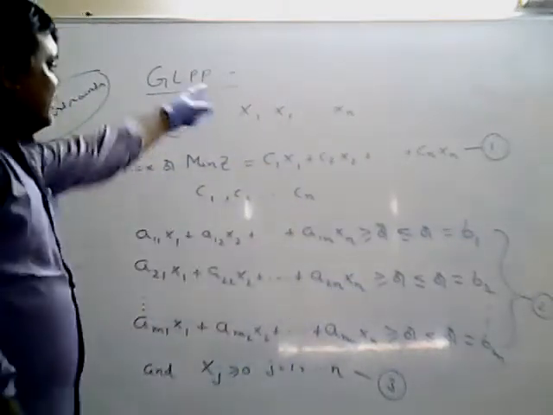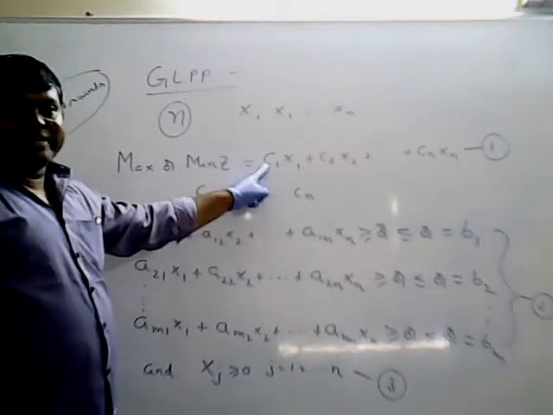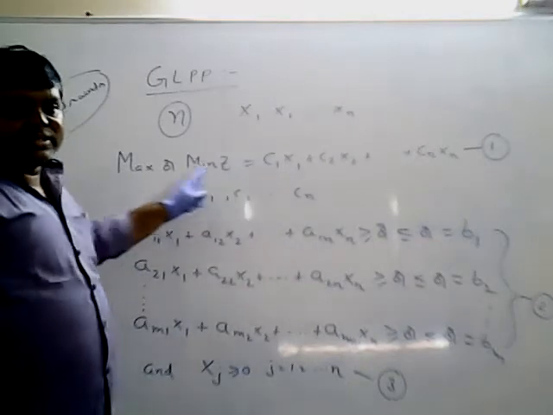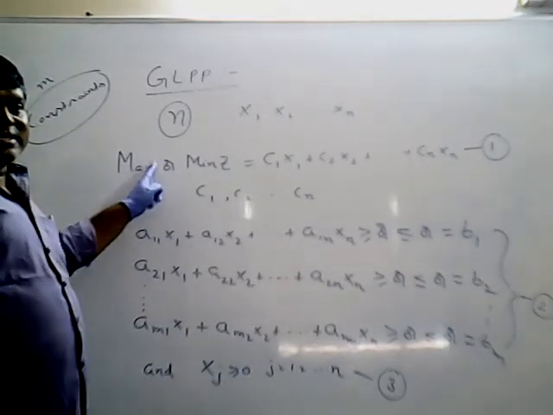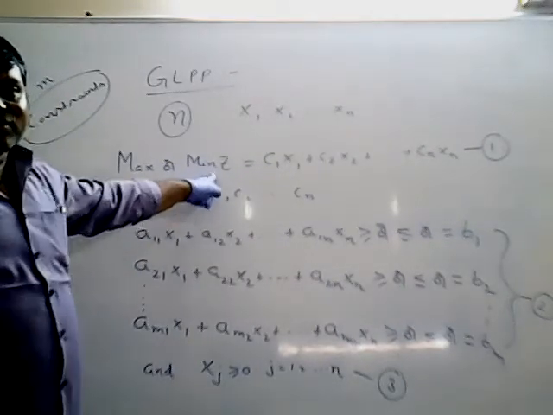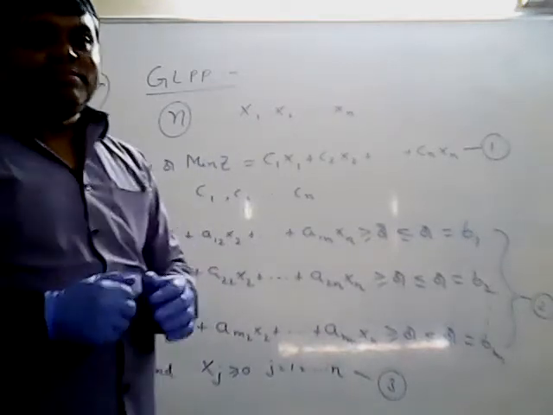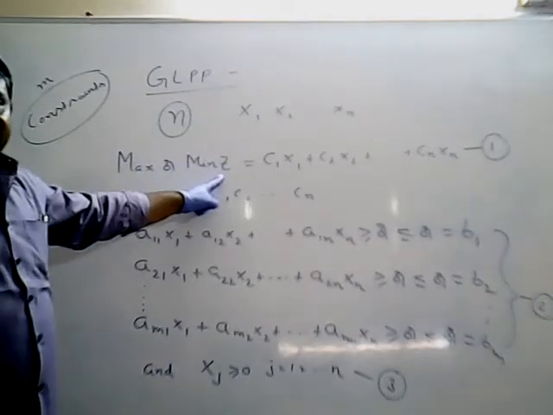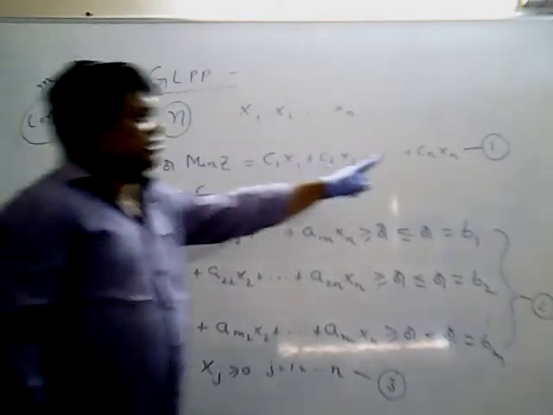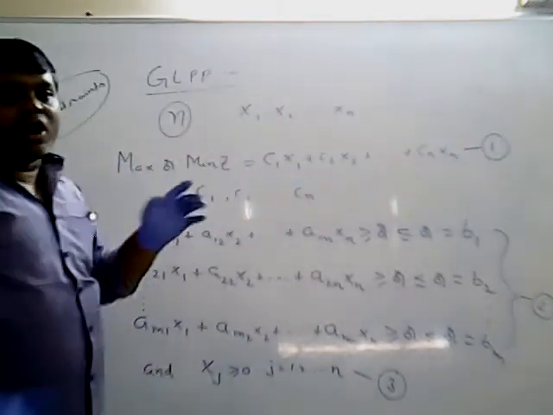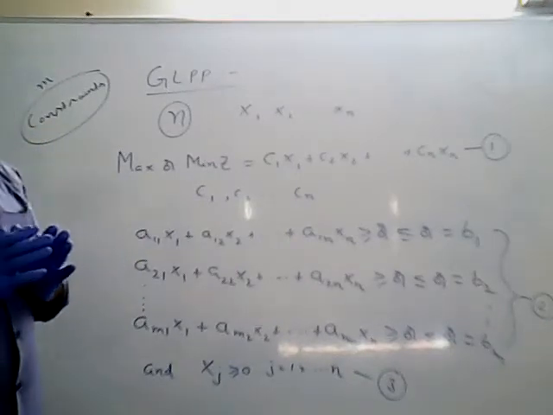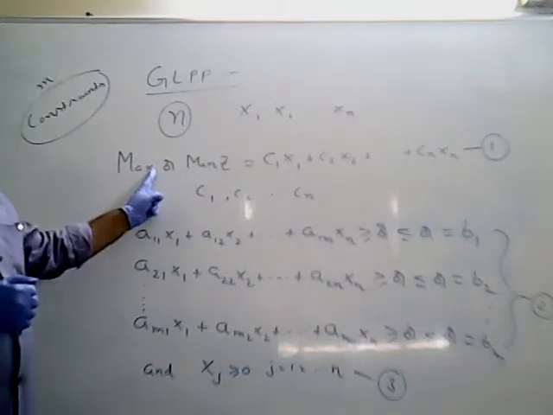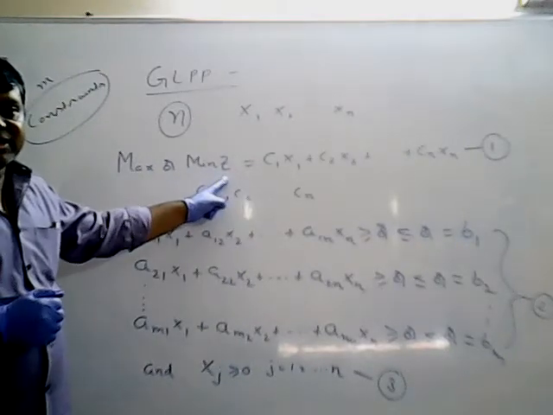Now see, equation 1 is called the objective function. If a function is given as maximum or minimum z, that is called the objective function. That means the objective function may be maximization type or minimization type. Equation 1 has a name, and that name is objective function, which may be maximization or minimization.